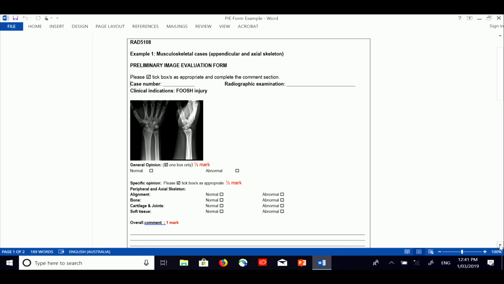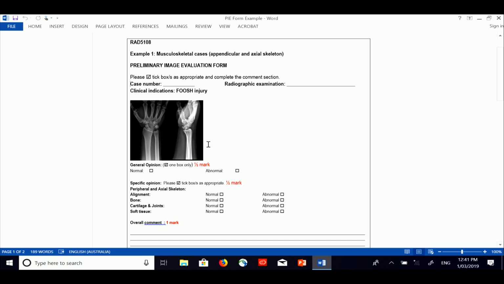It's really important that you get used to this form as it will be used for all of the examinations of our cases, of our image interpretation cases. So firstly, when you look at the form, there will be clinical indications. In this case, this patient has had a foot injury and there are these images.